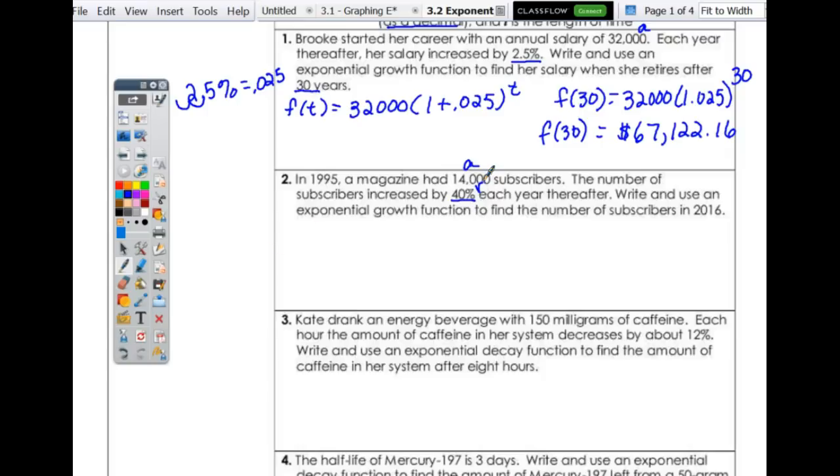So the first thing I need is my exponential growth. So I'm going to have 14,000 times 1 plus 0.4 raised to the t. And so how many years? 1995 to 2016 is 21 years. So I'm going to take f of 21.